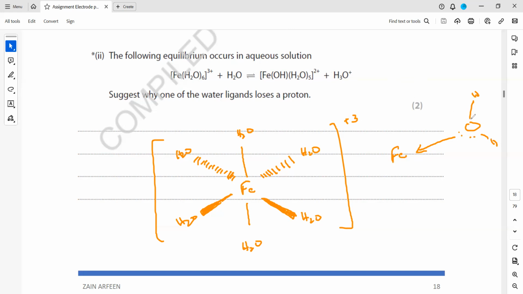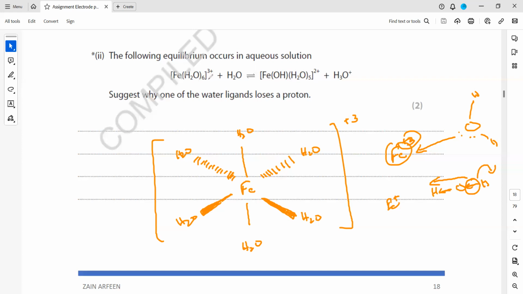Now what will happen? This iron has a plus 3 charge. As a result, it will attract the electrons. And it has a smaller size and a greater charge, so it will have a greater charge density. As a result, it causes polarization in the water molecule. Polarization means the uneven distribution of electrons. As iron 3 is attracting, these electrons are attracted, this electron is also attracted. So as a result of attracting the electrons, the bonded electrons, it makes these bonds weaker. So this proton can be lost easily from the water.